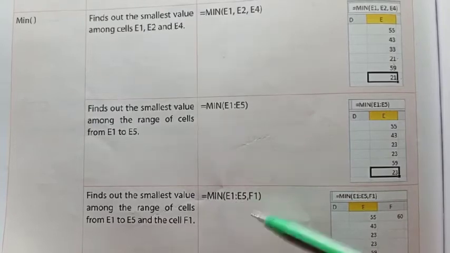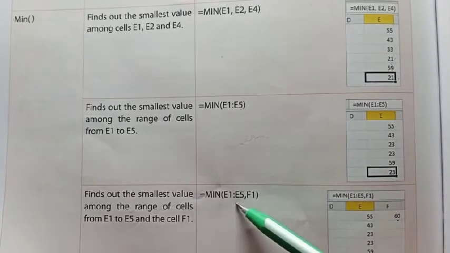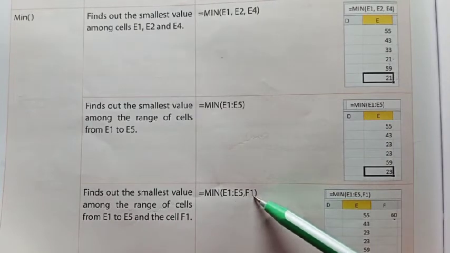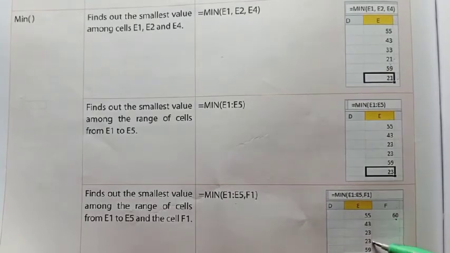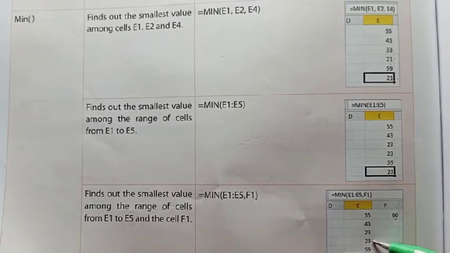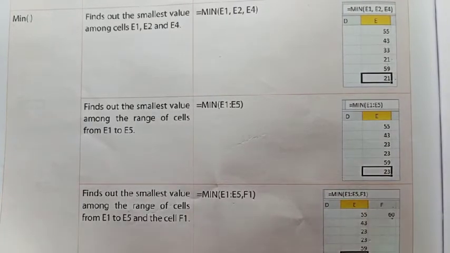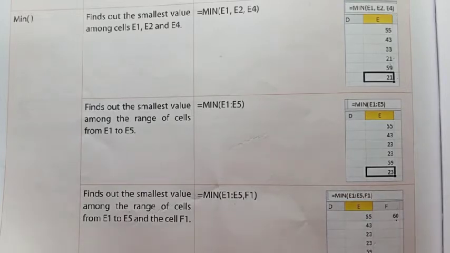Or we can write it this way also, E1 to E5 and F1, E1 to E5 continuously, as well as include F1 also to find out the minimum value. So here again we see that the value that is the smallest is 23, so you will get the answer as 23. This is the minimum function. The way to write minimum and maximum is exactly the same. The only difference is that maximum will give you the largest value and minimum will give you the smallest value.